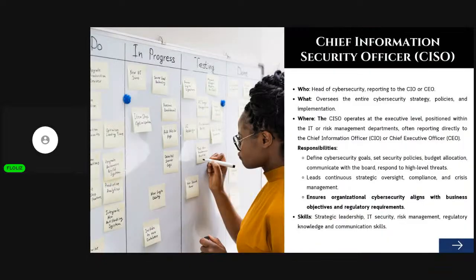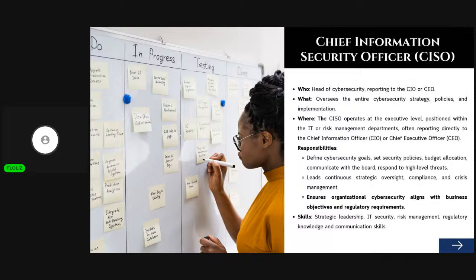So let's get started. The first on the list is the CISO. The CISO has to be the head of cybersecurity and reports to top management. A good example, he has to have direct contact with the CEO. What the CISO does is oversee the entire cybersecurity strategy, policies, and implementation plan of the institution. You find this CISO at the executive level because they have to have direct access to top management, so the person must have some form of management position. It's always ideal that the CISO reports to top management.